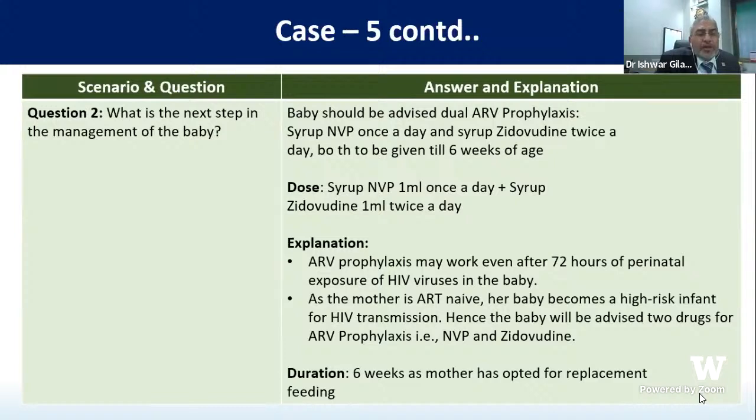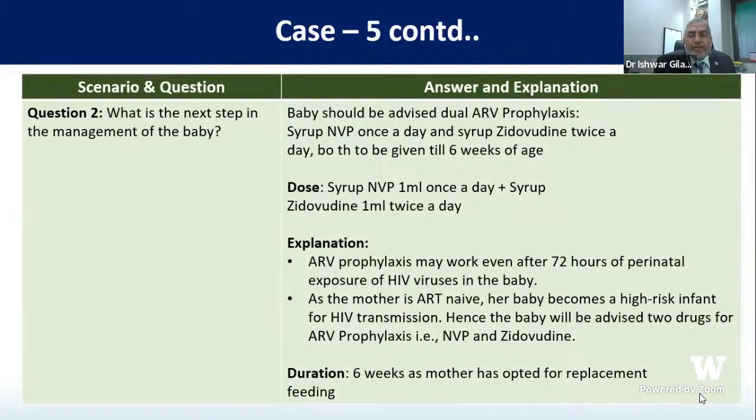In this scenario, again, what is the next step in the management of the baby? Baby should be advised dual ARV prophylaxis, syrup nevirapine once a day and syrup zidovudine twice a day, both to be given till 6 weeks of age. Dose will be syrup nevirapine 1 ml once a day and syrup zidovudine 1 ml twice a day.